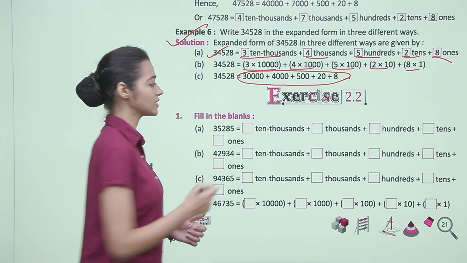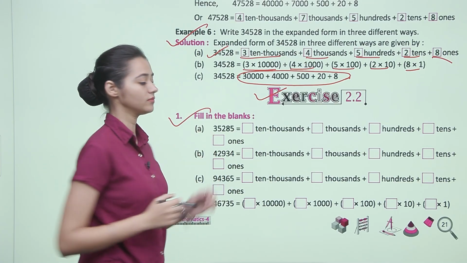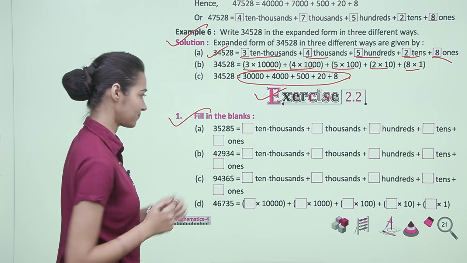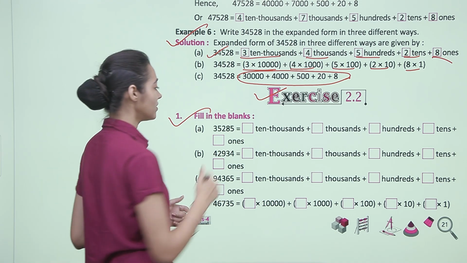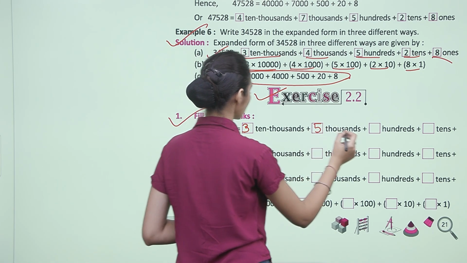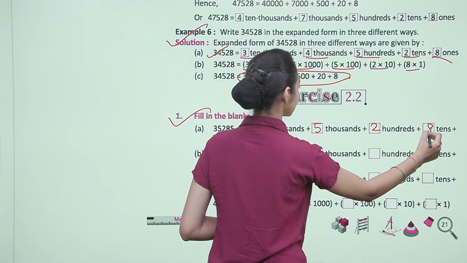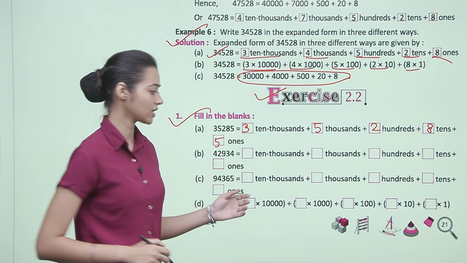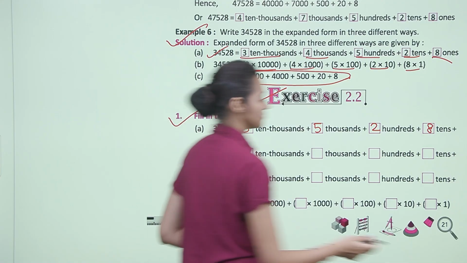Now let's start with exercise 2.2. In the first part we have to fill in these blanks. In the first one we have 3 ten-thousands, 5 thousands, 2 hundreds, 8 tens and 5 ones. That's how you have to complete the remaining part.